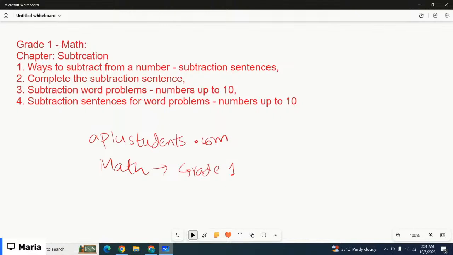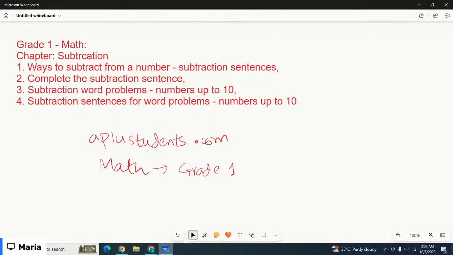There you can find a list of the chapters. We're going to start with the chapter subtraction. The lessons we're going to cover from the chapter are ways to subtract from a number, subtraction sentences, complete the subtraction sentences, subtraction word problems numbers up to 10, and subtraction sentences for word problems numbers up to 10, right? So we are already working on the chapter subtraction.